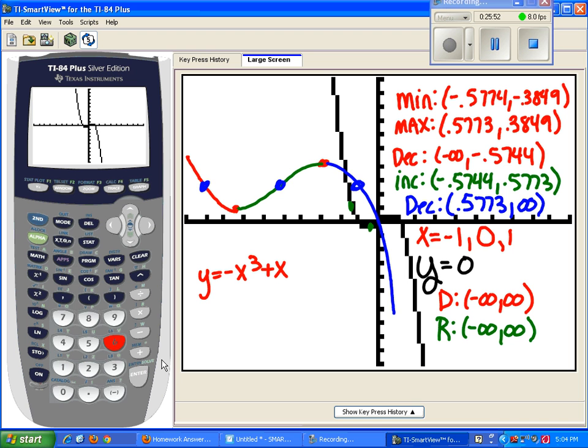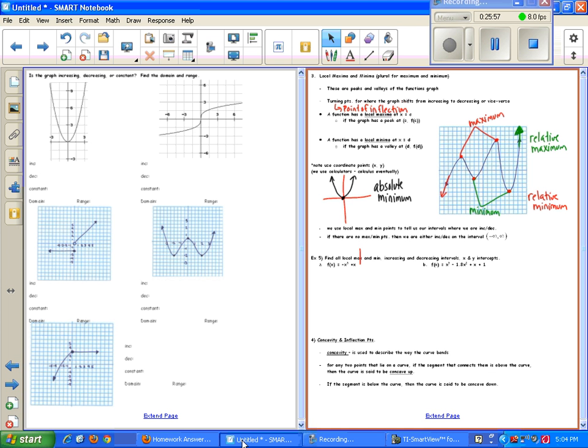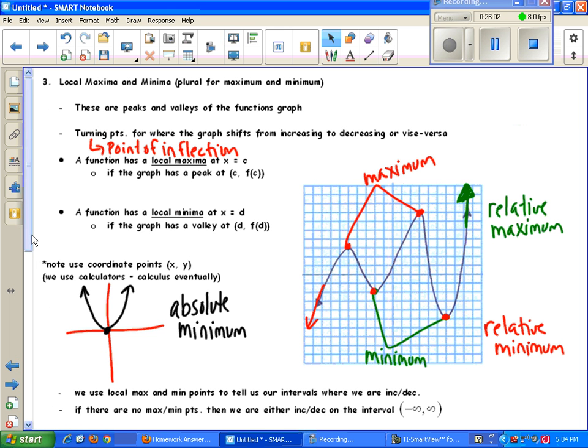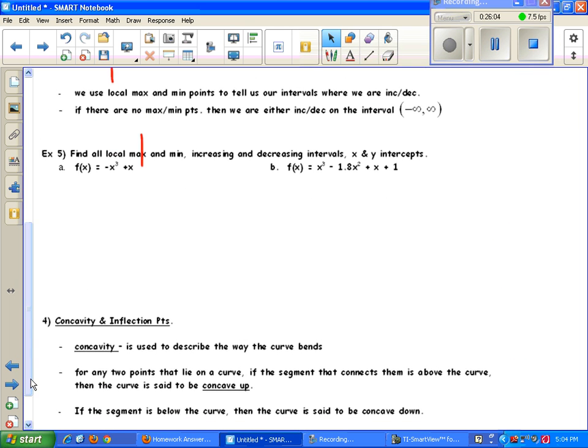So what I want you all to do now that we have all of this is practice doing the next part of your notes. You can go ahead and do this equation on your own. Find the local max and min, increasing and decreasing intervals, your x and y intercepts, and I would also practice finding the domain and range for that as well. And then tomorrow in class, we'll talk about the concavity, inflection points and any questions that you have, and we'll also go over those other problems that we saw.